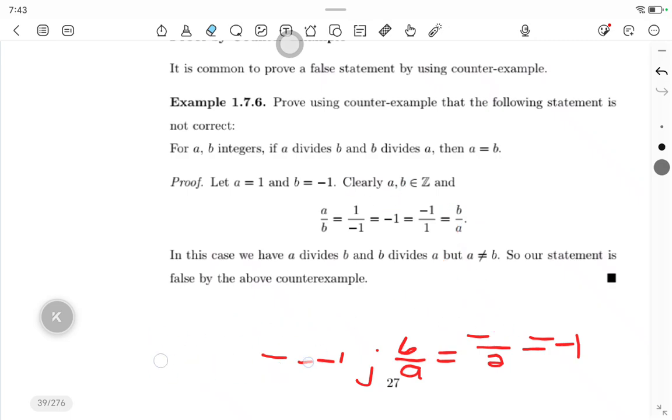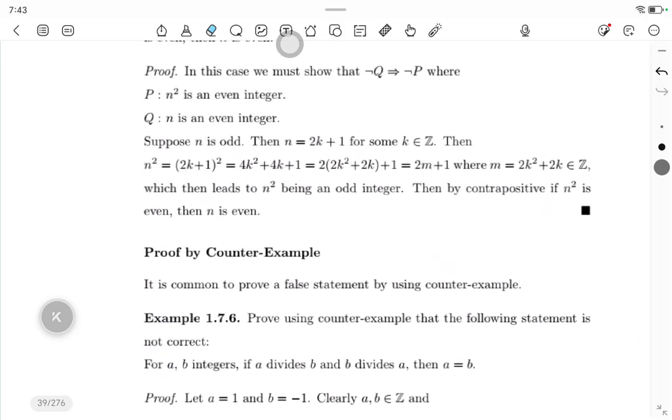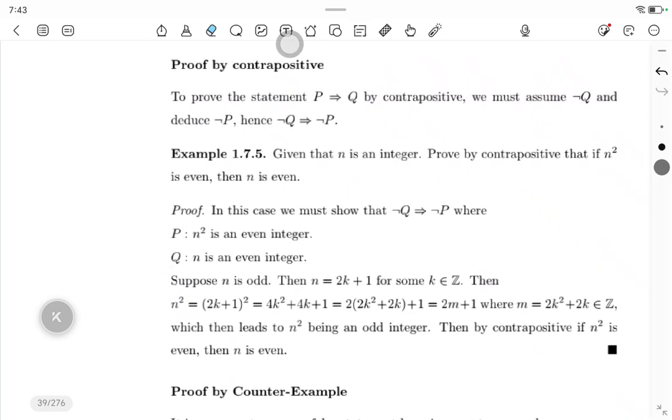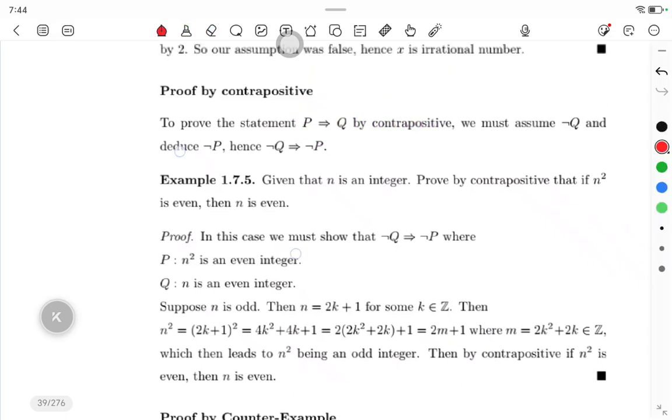Now let's go to contrapositive. Guys, contrapositive is simple. We can look at this one example, then we go to the tutorial to attempt at least two questions there, and then we do that individually. So now when we check here, we are told to prove that the statement P implies Q by contrapositive. Sometimes this is called contraposition, right?